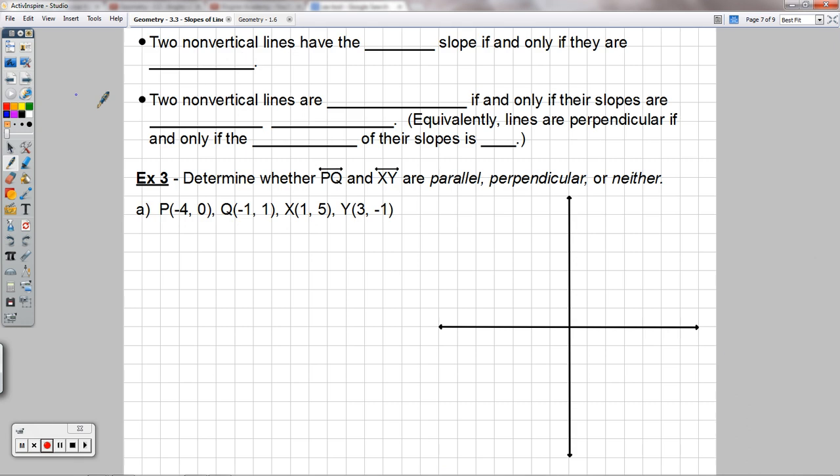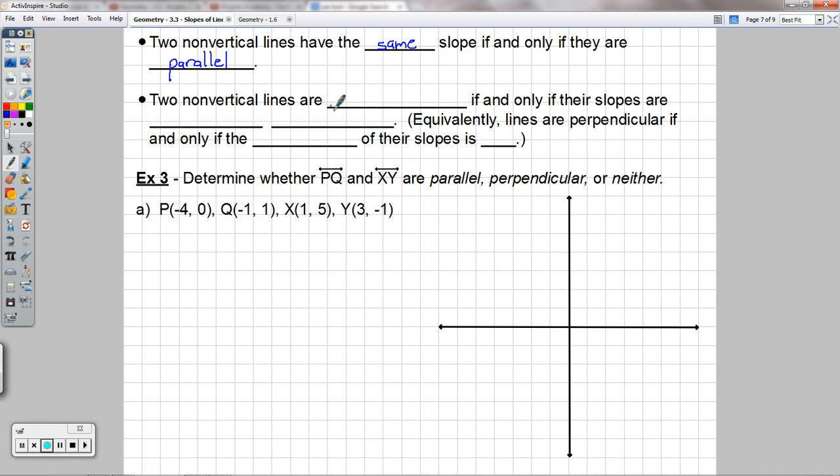That's crazy. All right, two non-vertical lines have the same slope if and only if they are parallel, so this works both directions. You can say if they have the same slope, they are parallel, and you can say vice versa. If they are parallel, then they have the same slope.